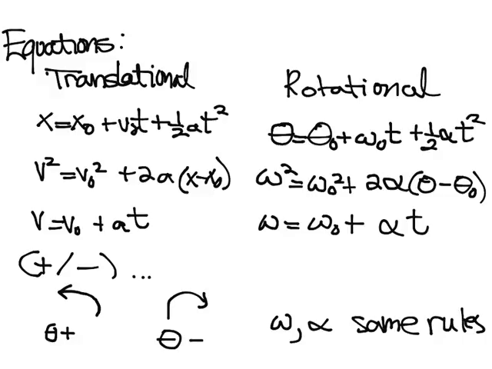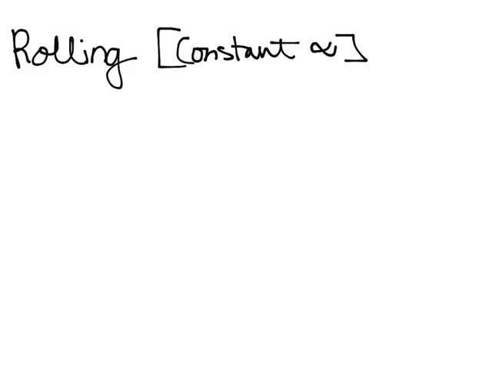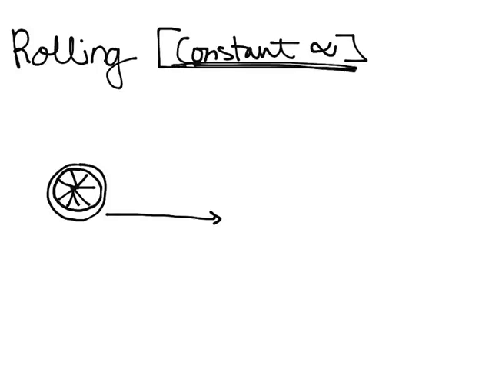Okay, so it's just the same as your torque. Okay, so let's say that we have something and it is rolling. Maybe I have a bicycle wheel, and my bicycle wheel is going to be rolling along in this direction, and we'll say that it's rolling with a constant alpha, a constant angular acceleration.